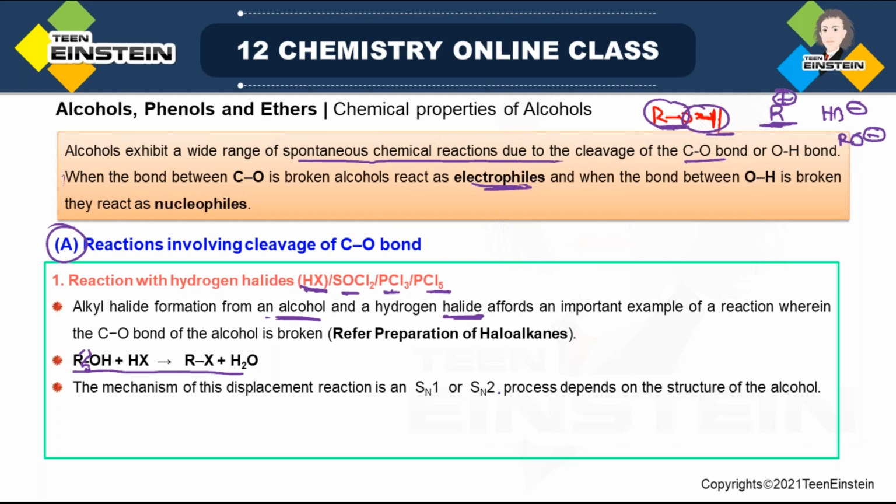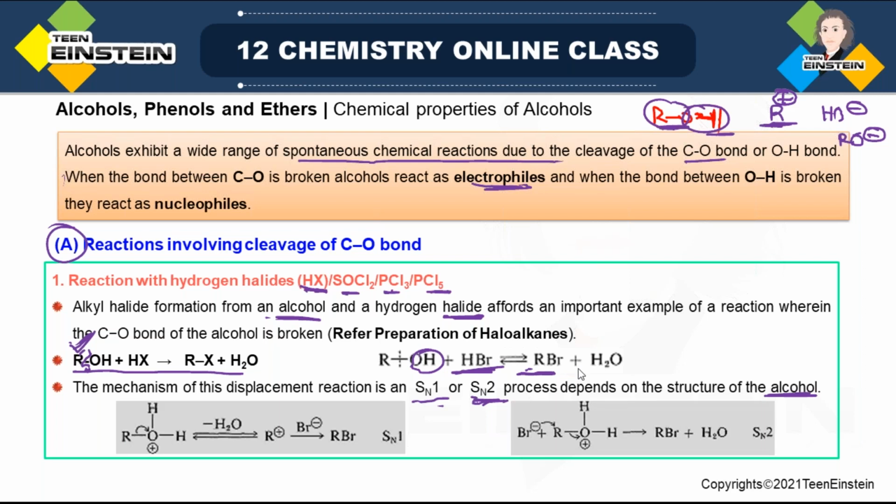The mechanism of this displacement may be either of these two, and that depends on what type of structure of alcohol we have taken. Now ROH is the general expression, but suppose you have taken HBr. So here the R-O bond will be broken and OH will be replaced by Br minus. Finally we are getting RBr.